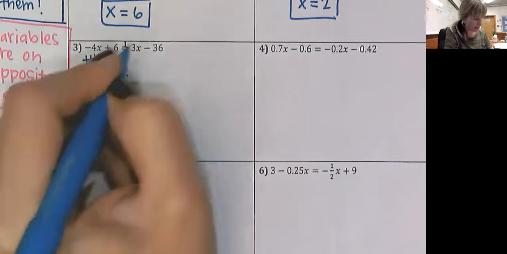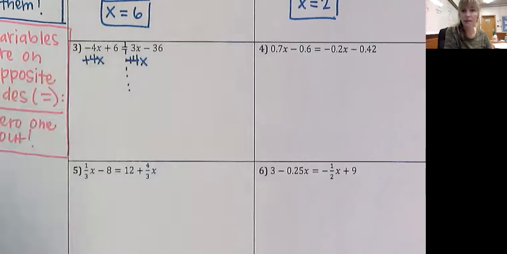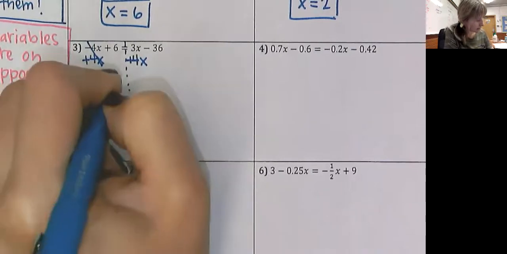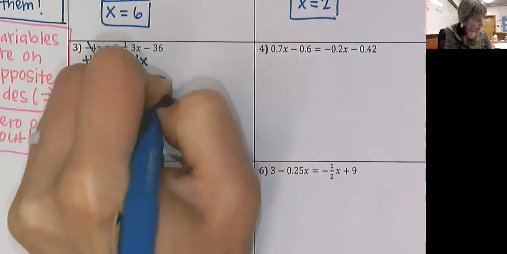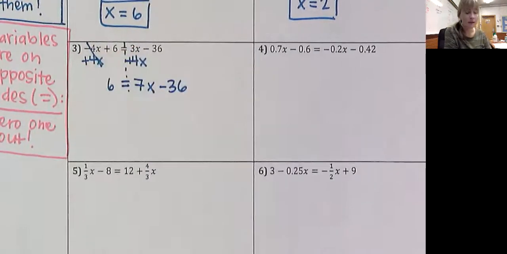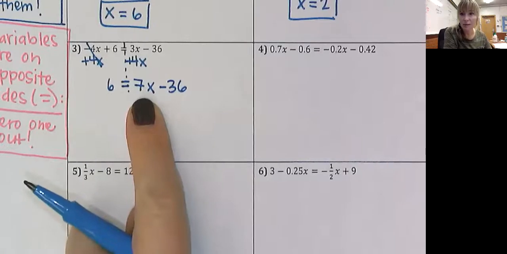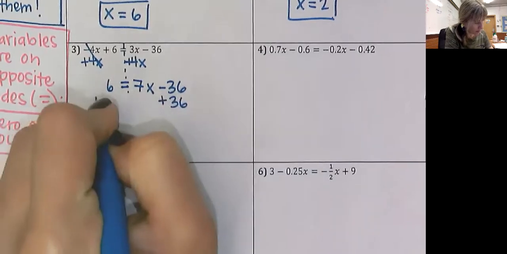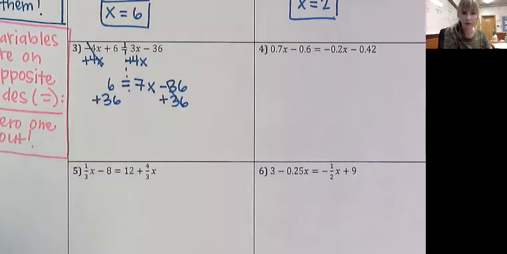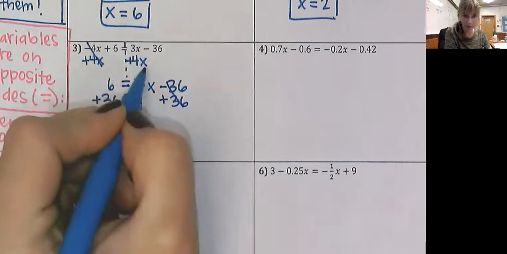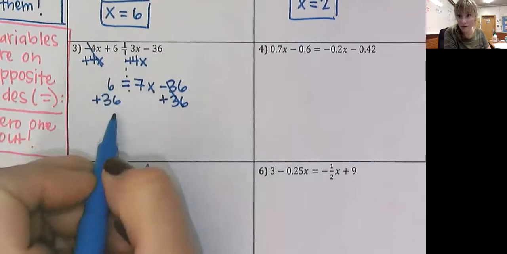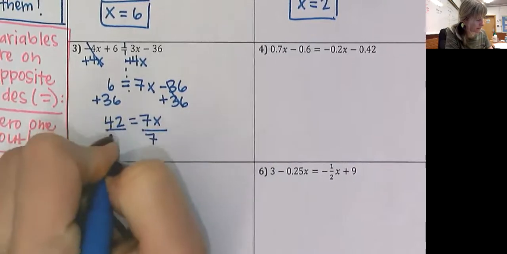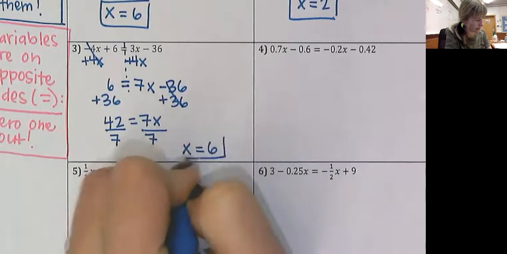If I do it on the left-hand side, I need to come over here and do it to the right-hand side as well. I just turned that into 0. Now this says 6 equals 7x minus 36. This now looks like a basic two-step equation from 7th grade. Now I need to clear this number by adding 36 to both sides. So I zeroed out one of the variables, then I zeroed out one of the numbers. 42 equals 7x, divide by 7, divide by 7, x equals 6.